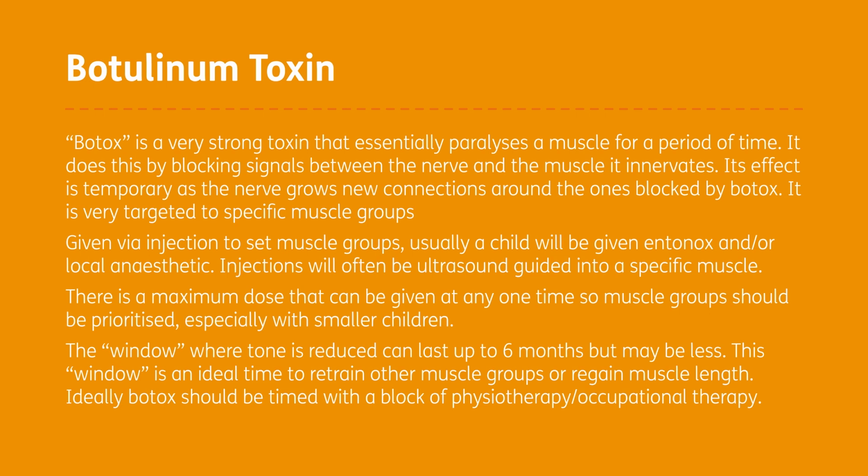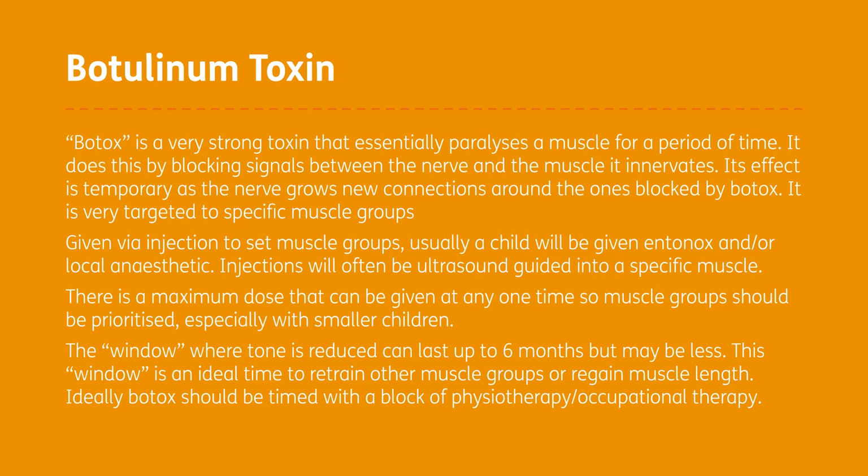Generally speaking, after 6 months, the effects of the botulinum toxin will have worn off because the nerves that innervate a muscle, so the nerves that go to the muscle and tell it to switch on, will grow around the ones that have been blocked by the botulinum toxin. And that's essentially what it does. It blocks the end of that nerve. It's very targeted to specific muscle groups.